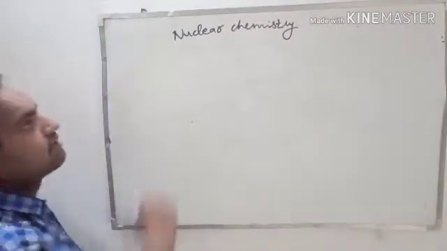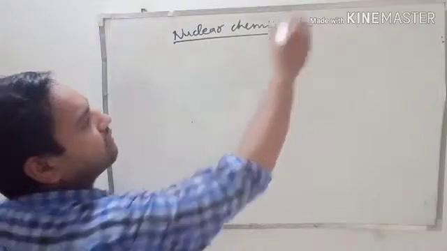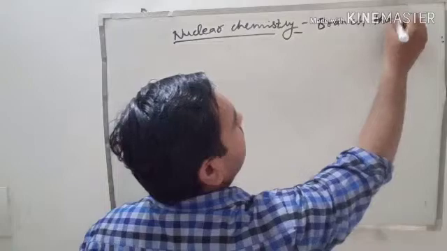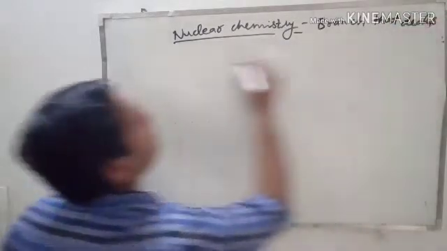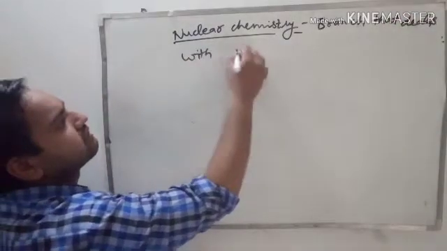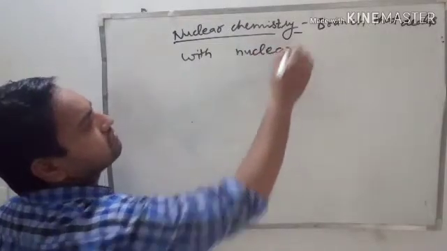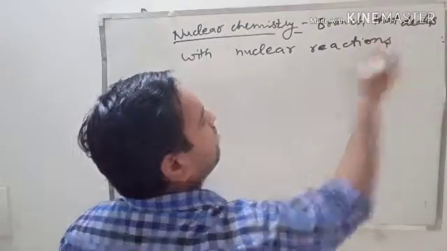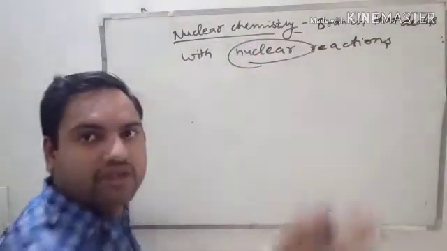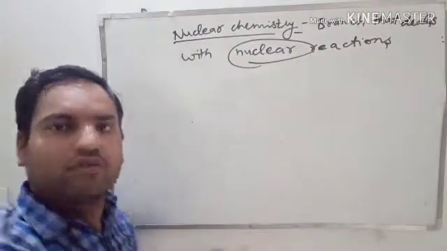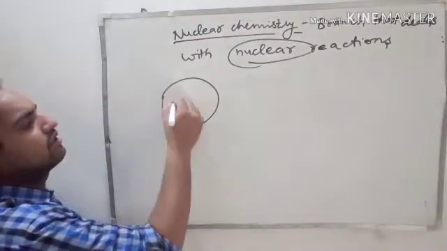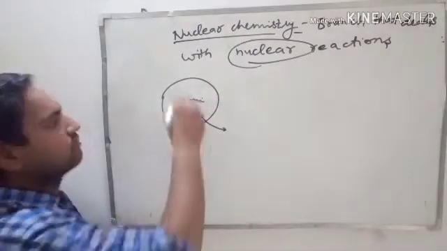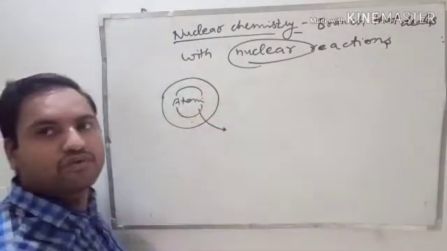So nuclear chemistry. What is nuclear chemistry? The branch of chemistry that deals with nuclear reactions. What are these nuclear reactions? The reactions taking place on the nuclear level, that is inside the atom. We will also read further, but this is what you already know.